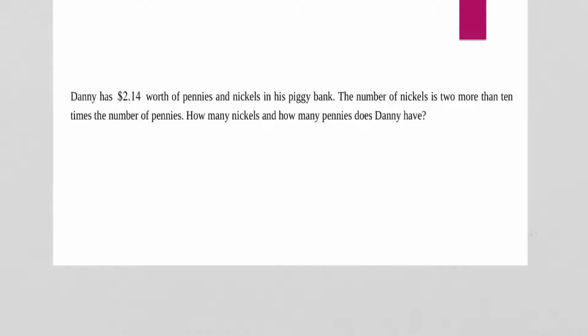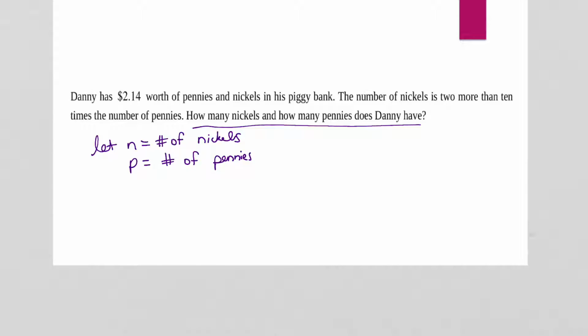Alright, on this problem, it says that Danny has $2.14 worth of pennies and nickels in his piggy bank. The number of nickels is 2 more than 10 times the number of pennies. How many nickels and how many pennies does Danny have? So the two things I'm dealing with are nickels and pennies. Let N equal the number of nickels, and let P equal the number of pennies. Okay, it says the number of nickels is 2 more than 10 times the number of pennies.